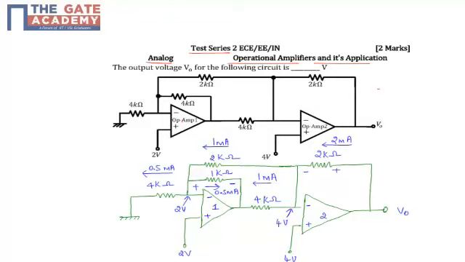It has two op amps, op amp 1 and op amp 2, both connected in series. The negative terminal of op amp 1 is connected with 3 resistances, with values 4 kilo ohms, 4 kilo ohms and 2 kilo ohms, and the other end of one 4 kilo ohm resistor is grounded. The positive terminal of op amp 1 is connected to 2 volts. The output of op amp 1 is connected to the negative terminal of op amp 2, and the positive terminal of op amp 2 is connected to 4 volts, and op amp 2 output is V0. We need to find this V0 value.